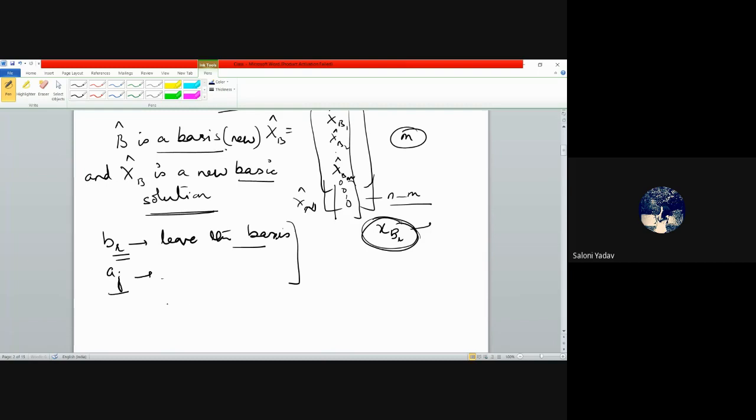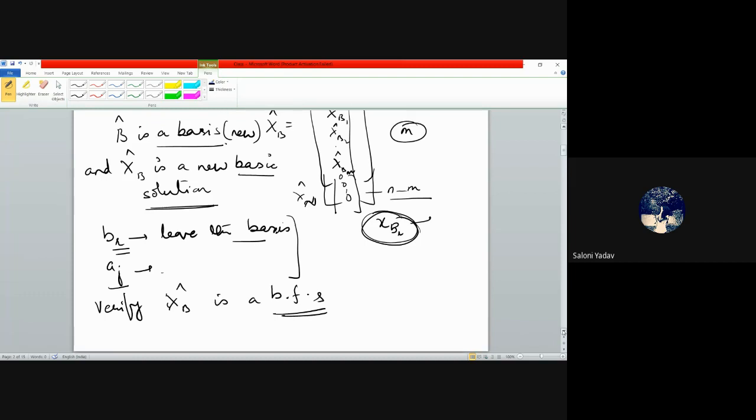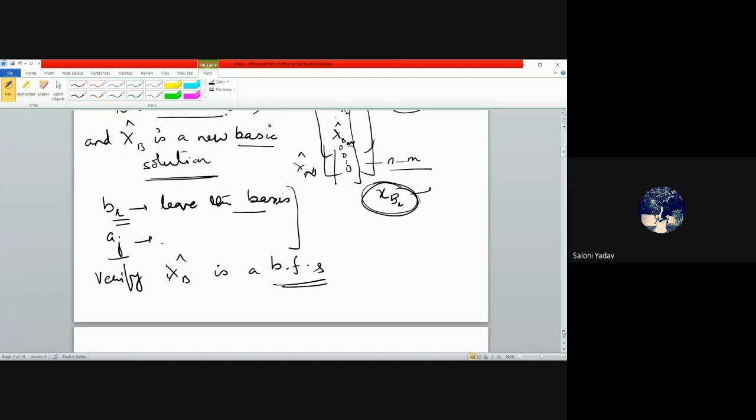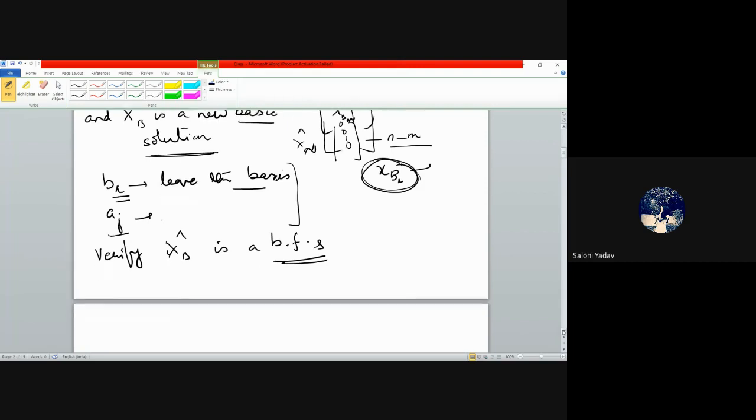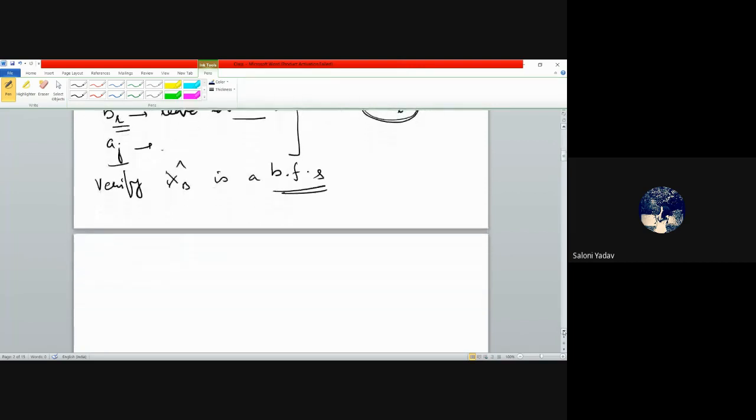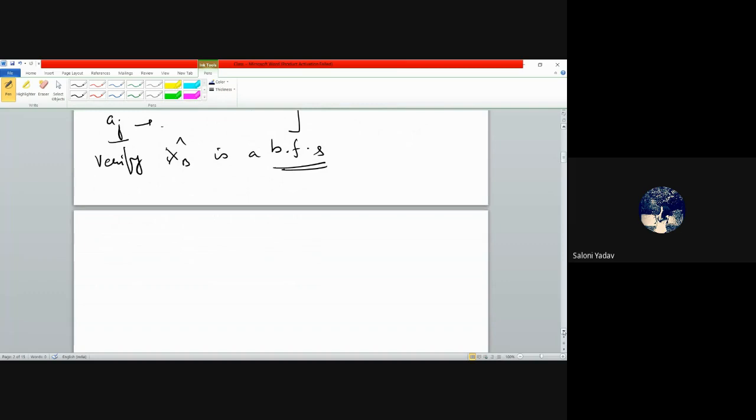But we still have to verify that this new solution that we have got, X_B cap, is a basic feasible solution. This is still left to be verified, because it is a basic solution by definition, since we get the basis. The basis will not change, they will remain the same. Because in a way, we changed our pivot columns. So which is possible, right? So that is still logical. That comes straight from the definition of basis.